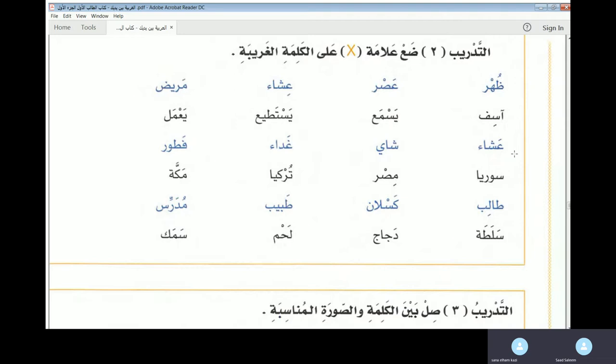So next is Syria, Egypt, Turkey, Misri. Misri is Egyptian, Syrian, Turkish, Makkata. So the wrong word is Makkata. These are the names of countries, whereas Makkata is the name of a city.